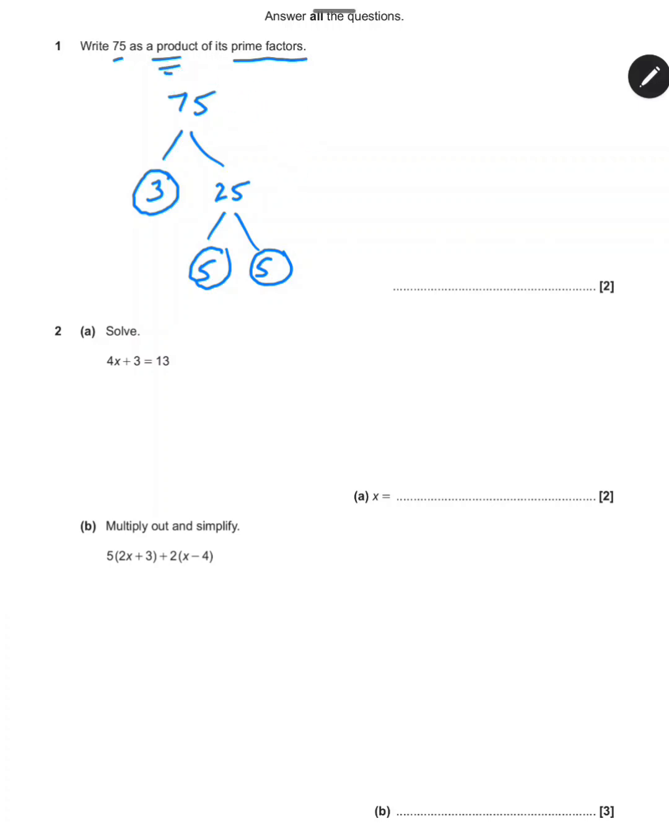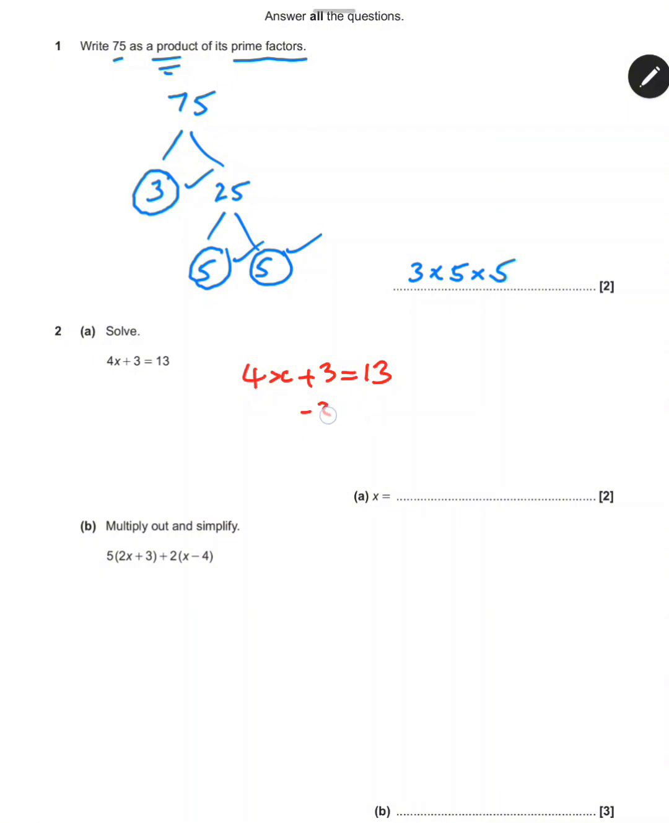Don't forget to write this as a product. 75 equals 3 times 5 times 5, multiplying, not adding. Question 2, nice little equation to solve. We've got 4x plus 3 equals 13.